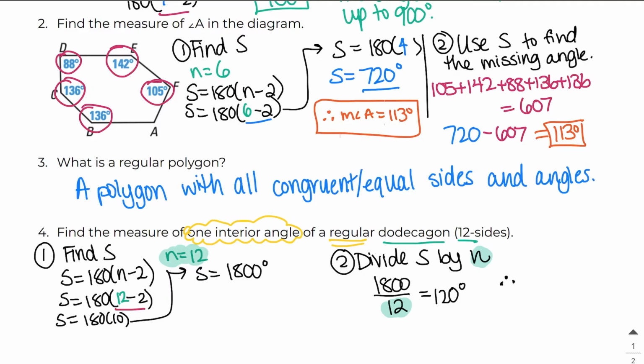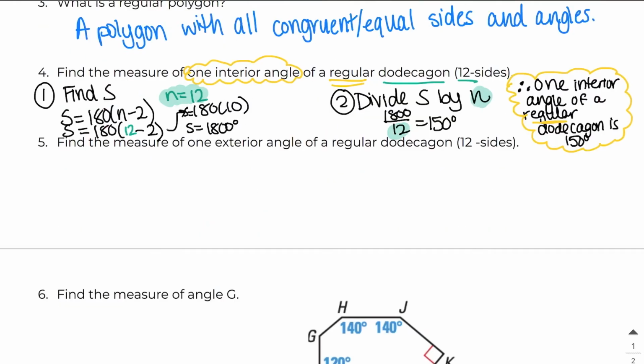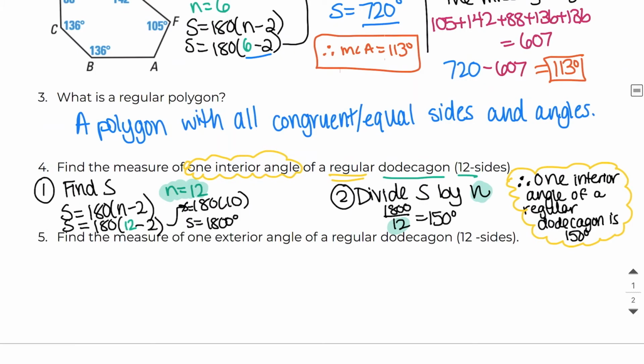So therefore, one interior angle in a regular dodecagon is 120 degrees. And by the way, that dodecagon has to be regular, so I forgot to add that into my therefore statement. It's really important we add that in. All right, in question number 5, find the measure of one exterior angle of a regular dodecagon.